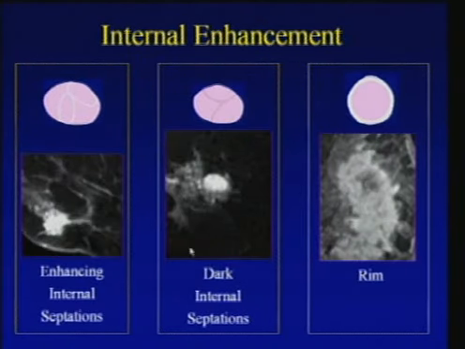The other three signs, first is going to be enhancing internal septations. Here, little white lines which appear brighter than the remaining tissue, and spiculated borders, all findings classic for cancer. In this case, an oval mass, you can see these little dark squiggly lines. That is what we mean when we're describing dark internal septations. If you see that, it really is classic for a benign fibroadenoma.